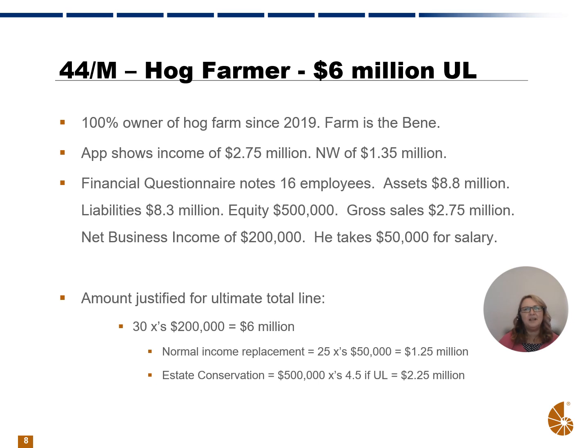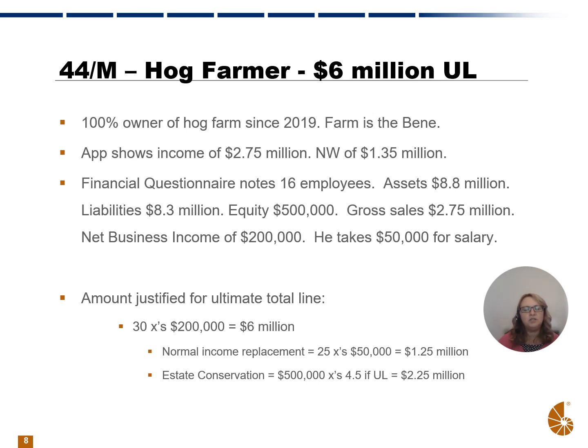So the information may not always equate to what they say it is. In this one, this is a gentleman who's been 100% owner of a hog farm since 2019, and the farm's the Benny. His application shows his income of $2.75 million and a net worth of $1.35 million. So at this point, it's not really making much sense. So, you know, we get some more information.